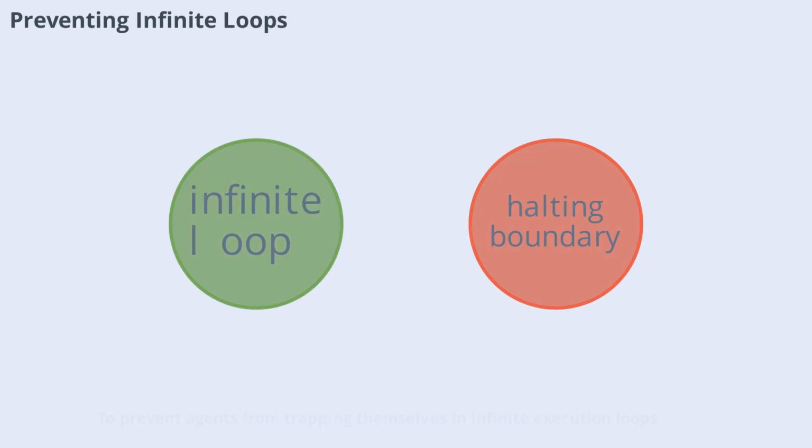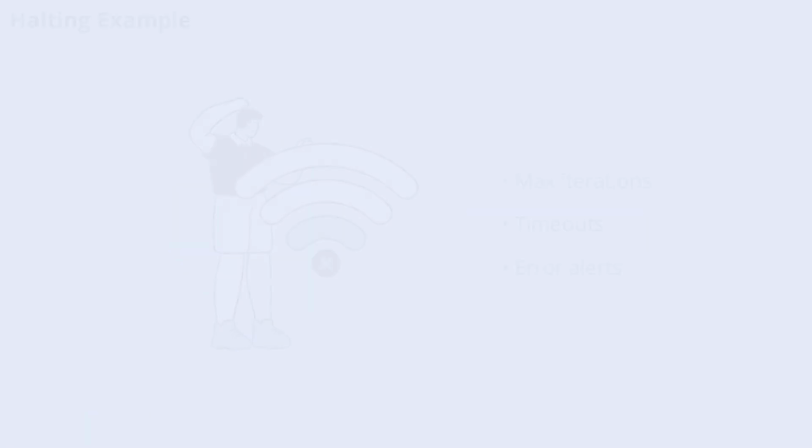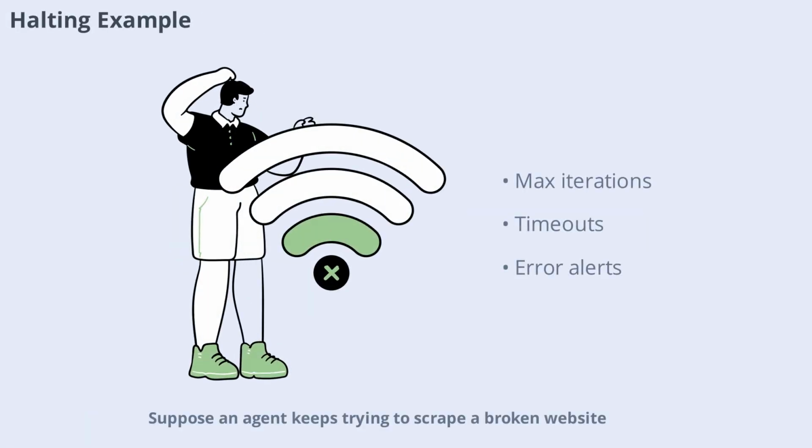To prevent agents from trapping themselves in infinite execution loops, developers set explicit halting boundaries. This includes configuring a maximum number of iterations, enforcing runtime duration timeouts, and tracking history to detect repeated actions. These safeguards ensure agents exit cleanly when tasks can't be completed. Suppose an agent keeps trying to scrape a broken website.